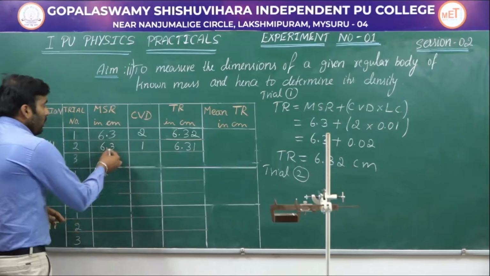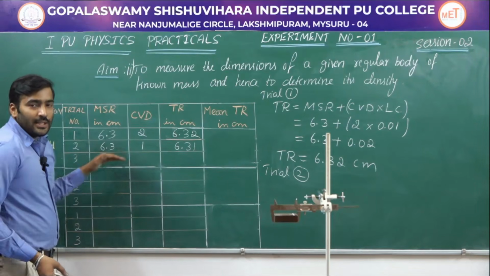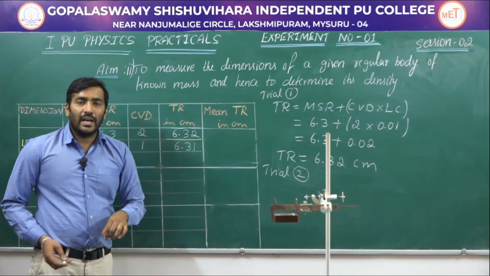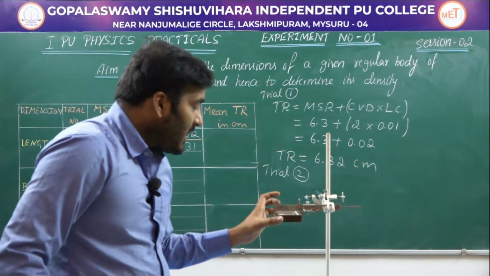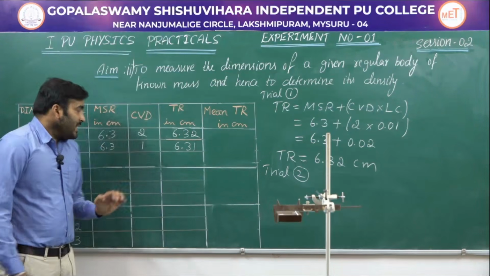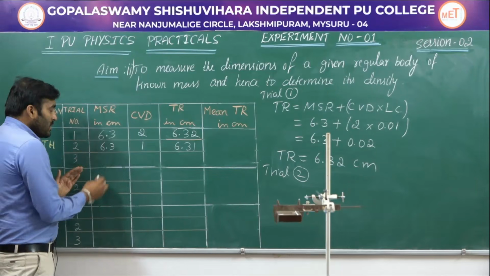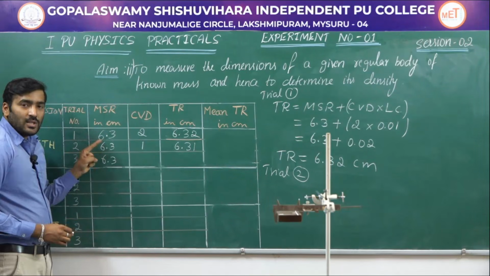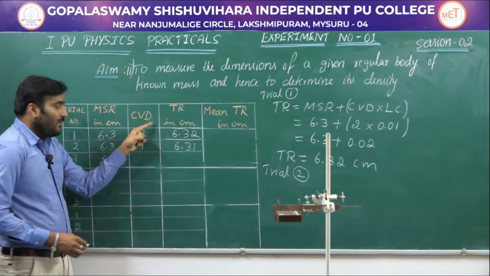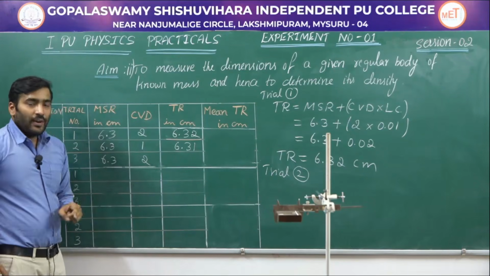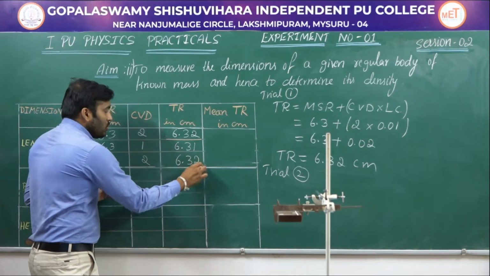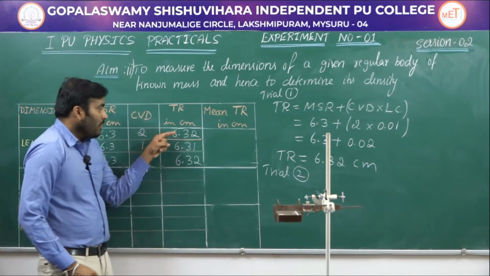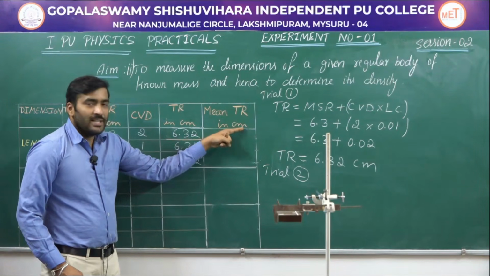Now let us look at the third trial, just by changing the position of the object again. I have slightly changed the position. I have placed the object at the upper edge now. The readings for the third trial turn out to be: the main scale reading is 6.3 and CVD is equal to 2. So if I calculate this, we will get 6.32 centimeter.